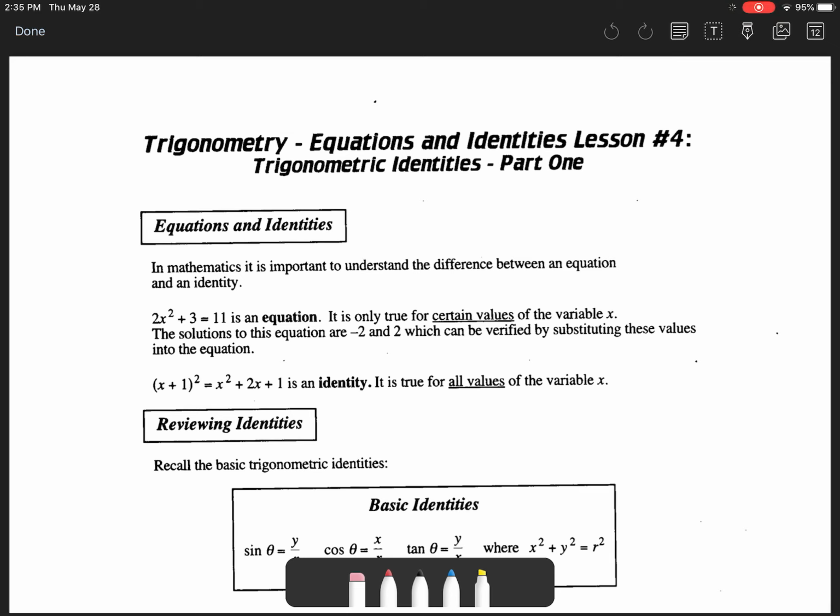Hi, Math 30-1s. Today we start into discussing trig identities. As you can see at the beginning of the lesson, the first thing that we discuss is the difference between what an equation and an identity is.